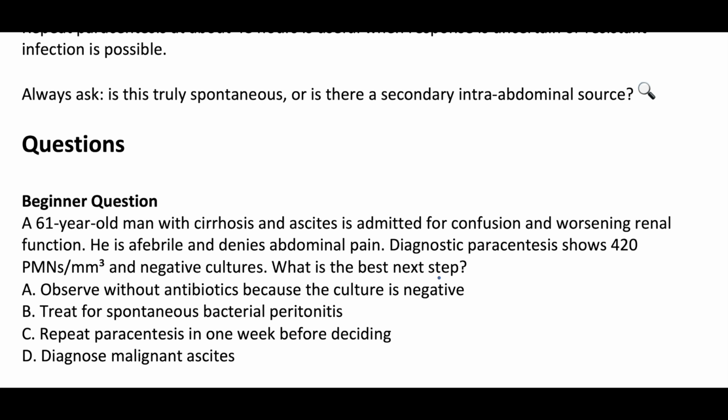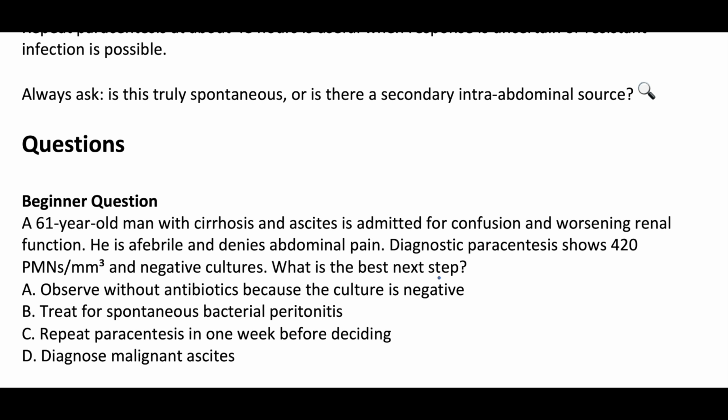So question number 1. A 61-year-old man with cirrhosis and ascites is admitted for confusion and worsening renal function. He is afebrile and denies abdominal pain. Diagnostic paracentesis was done, which is excellent, and it shows 420 PMNs with negative cultures. What is the best next step? A.